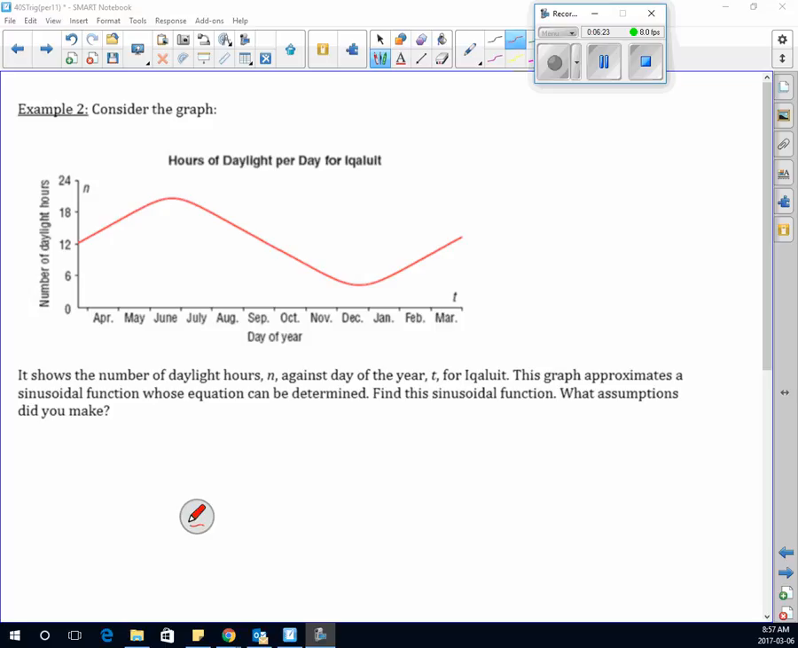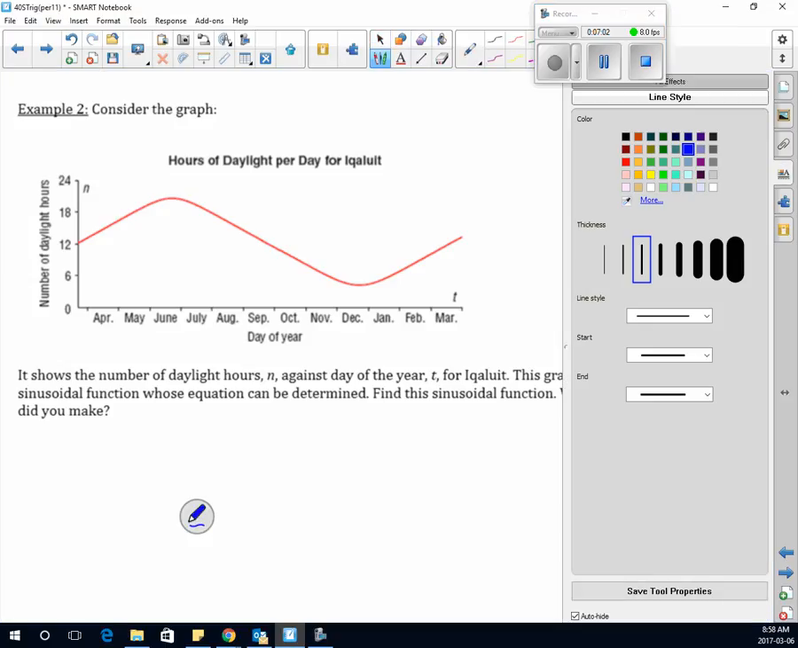Okay. Here's another word problem. Here's the hours of daylight per day in a town. It shows the number of daylight hours N against the day of the year T. This graph approximates a sinusoidal function whose equation can be determined. Find the sinusoidal function. What assumptions did you make? So that's how they can predict things in the future, by graphing them, right? Okay, well, we got to come up with the equation here.